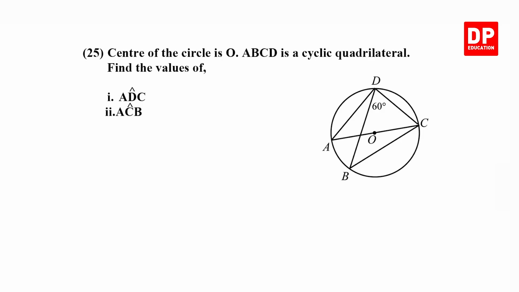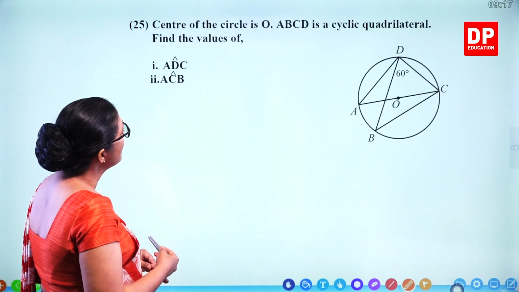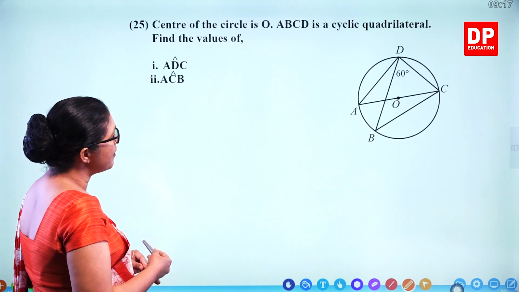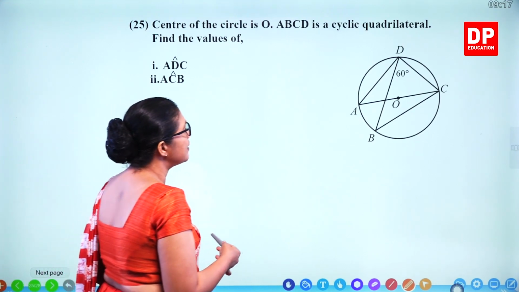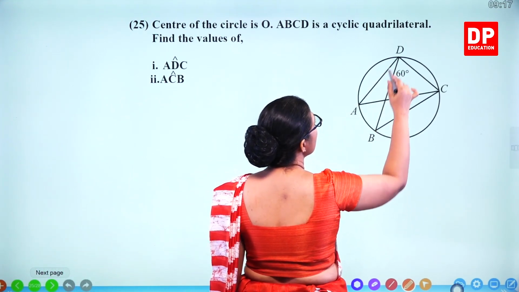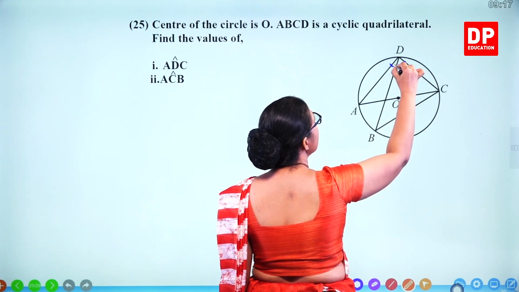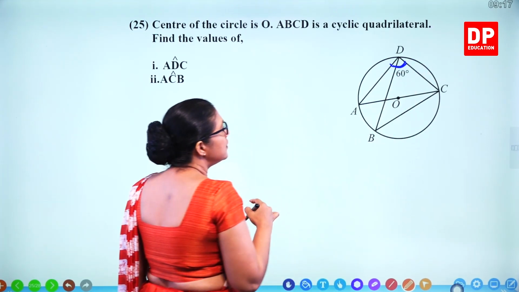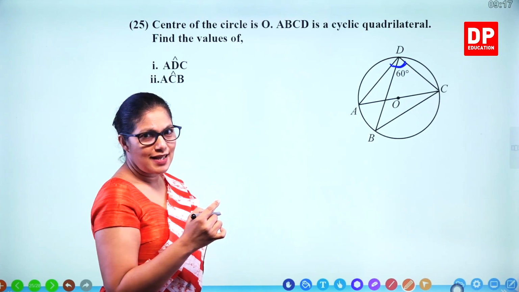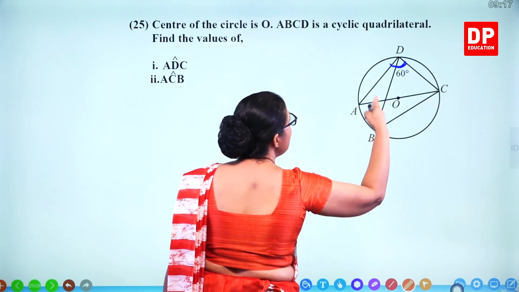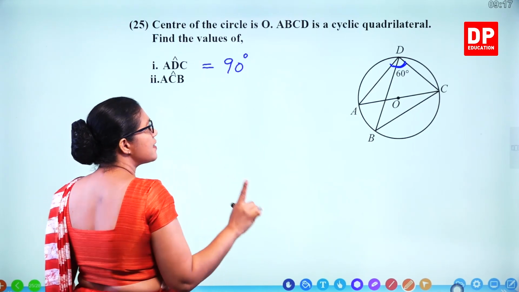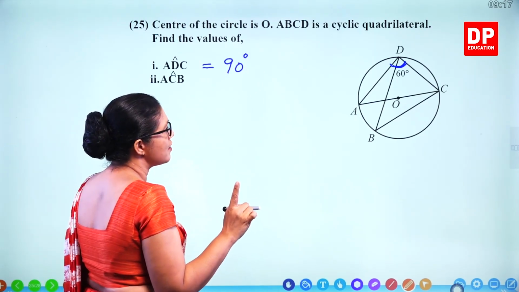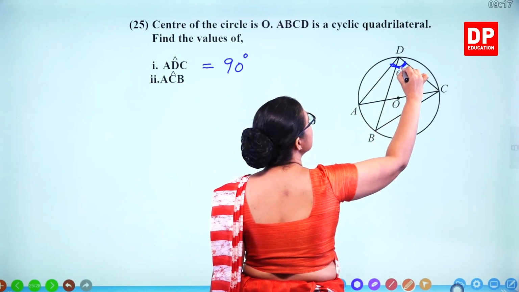Question number 25. This is the last question in this paper. Center of the circle is O. ABCD is a cyclic quadrilateral. Find the values of ADC. ADC, this whole angle. That's easy. AC is the diameter. So what's ADC? 90 degrees. Semicircle angles add up to 90 degrees. So this is 90.